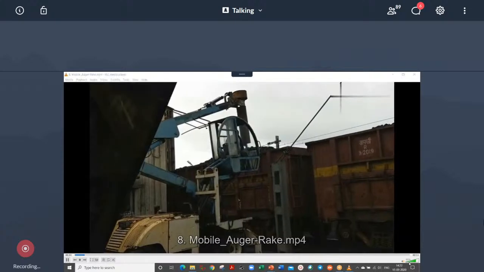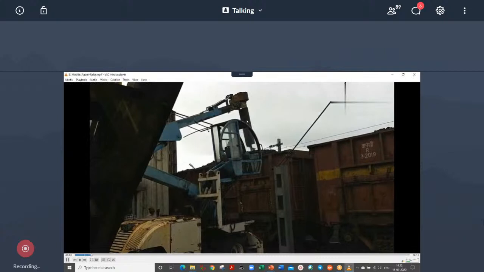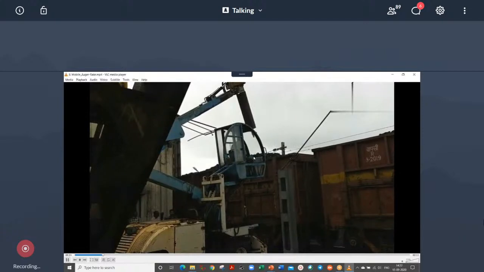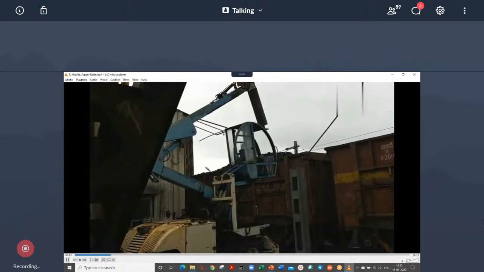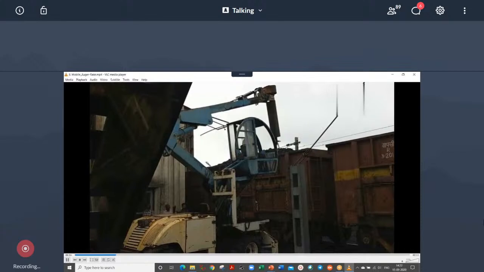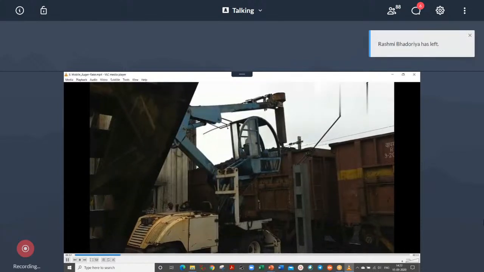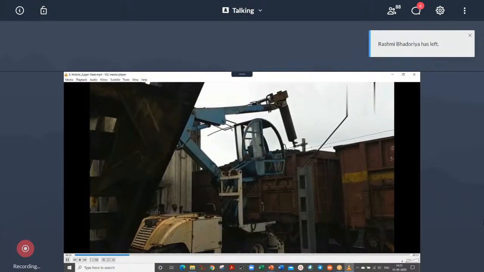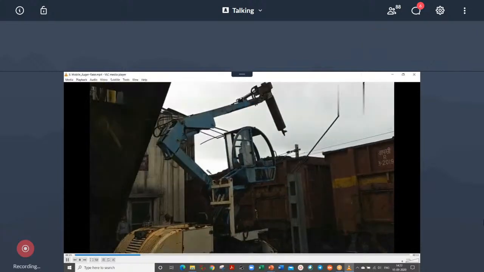See, this is the auger we are talking about, and here is how it works. You don't have to put any manpower. The place should be wire free, because there should not be any overhead wire going on here. And now it is getting down. It is now getting inserted.